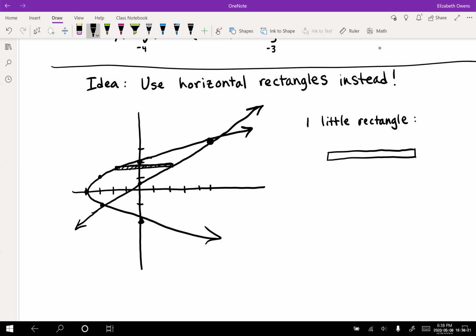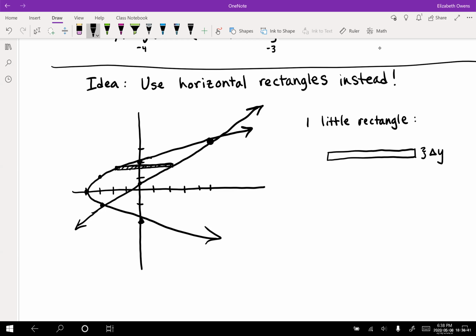And notice that instead of having a tiny change in the x direction, delta x or dx in the integral, we have a tiny little change in the y direction. So we're going to use delta y here and dy in our integral.